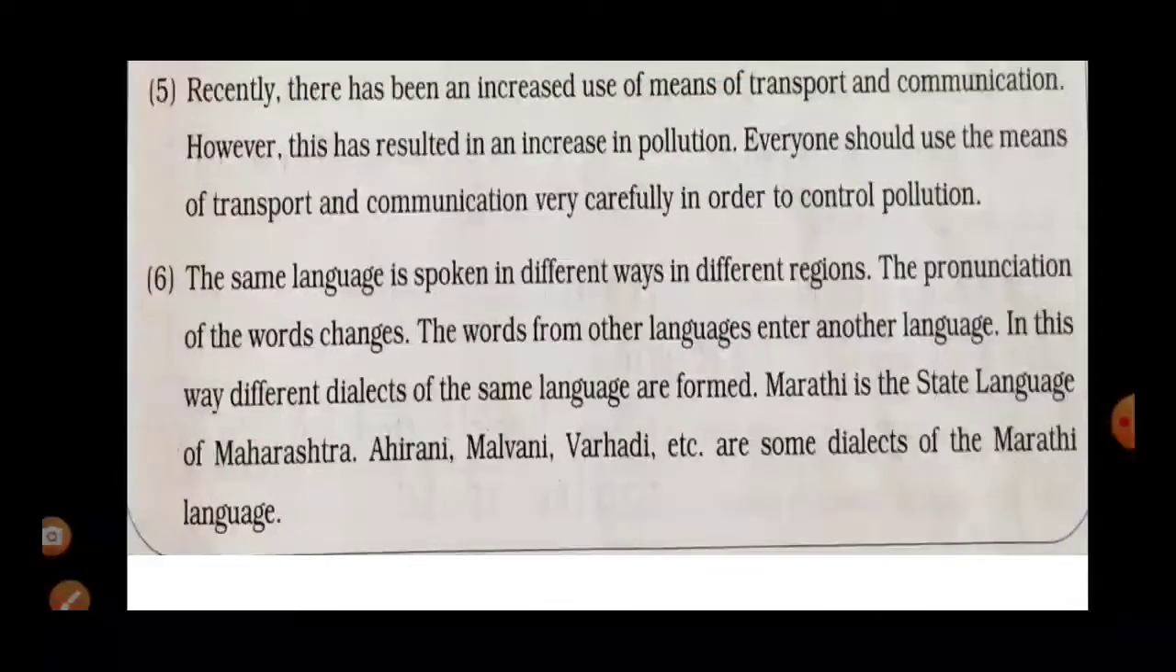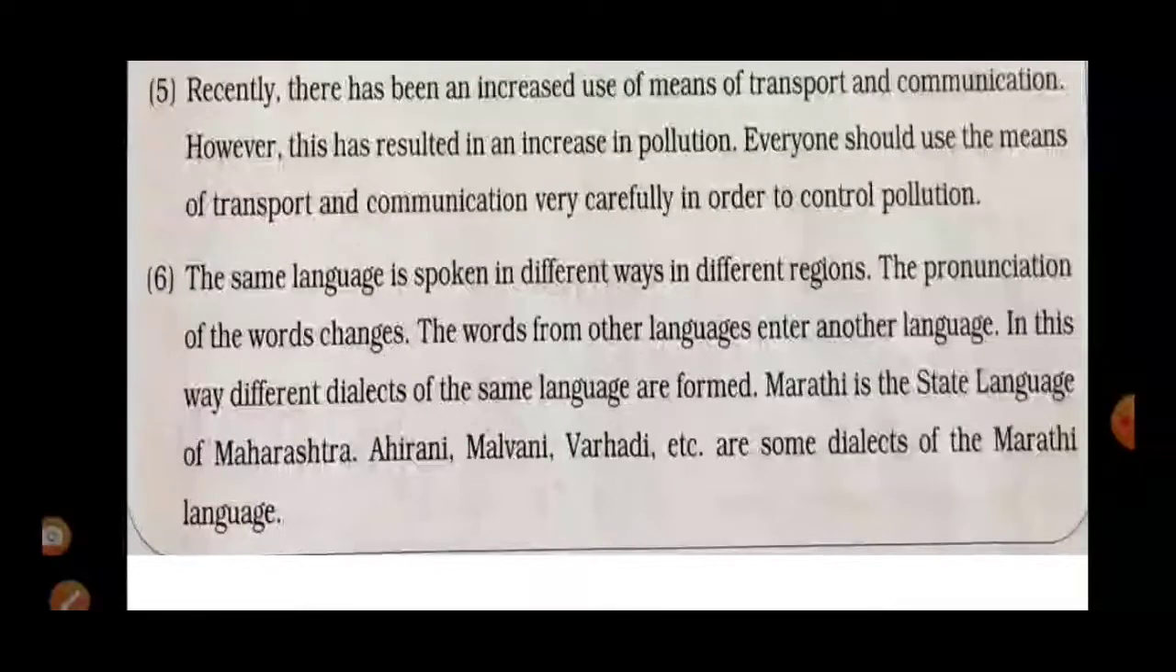Recently, there has been an increased use of means of transport and communication. However, this has resulted in an increase in pollution. Everyone should use the means of transport and communication very carefully in order to control pollution.